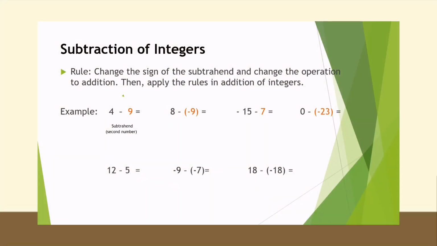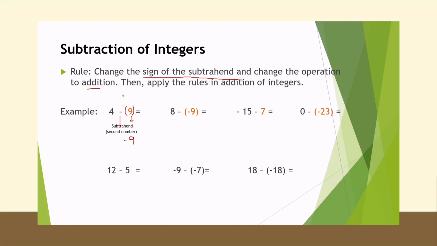Next is subtraction of integers. So we have here the rule. Change the sign of the subtrahend. Change the operation to addition, then apply the rules in addition of integers. For example, 4 minus 9. So, 9 is the subtrahend. Changing the sign of the subtrahend, it will become negative 9. Why negative? Because the subtrahend is positive.